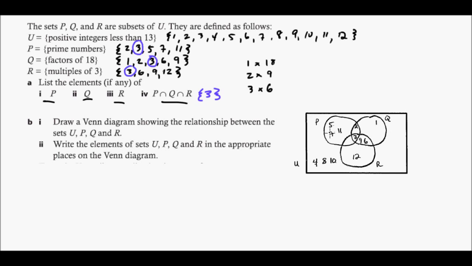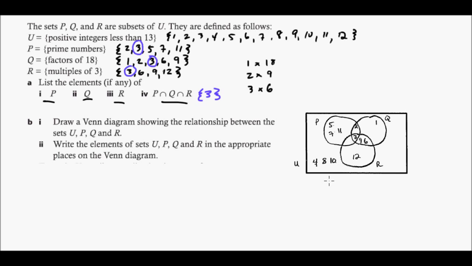And then Q and R have 3, 6, and 9 together. And then don't forget to put all the ones that are not in either set. You need to put those out there. So 4, 8, and 10 are out there. Just go through one thing at a time. I would just go 1, 2, 3, 4, and then just put them in. And it's pretty straightforward. Most kids get this right.